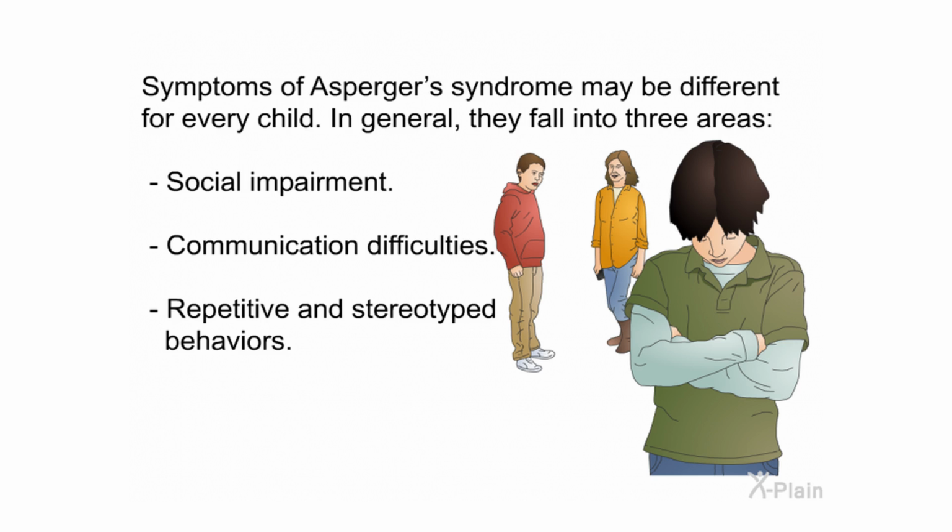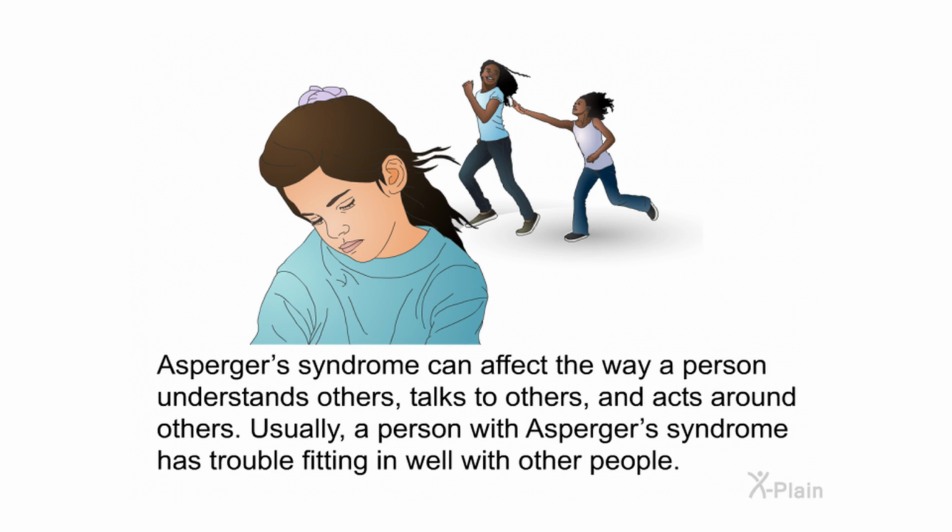Symptoms. Symptoms of Asperger syndrome may be different for every child. In general, they fall into three areas: social impairment, communication difficulties, and repetitive and stereotyped behaviors. Asperger syndrome can affect the way a person understands others, talks to others, and acts around others. Usually, a person with Asperger syndrome has trouble fitting in well with other people.